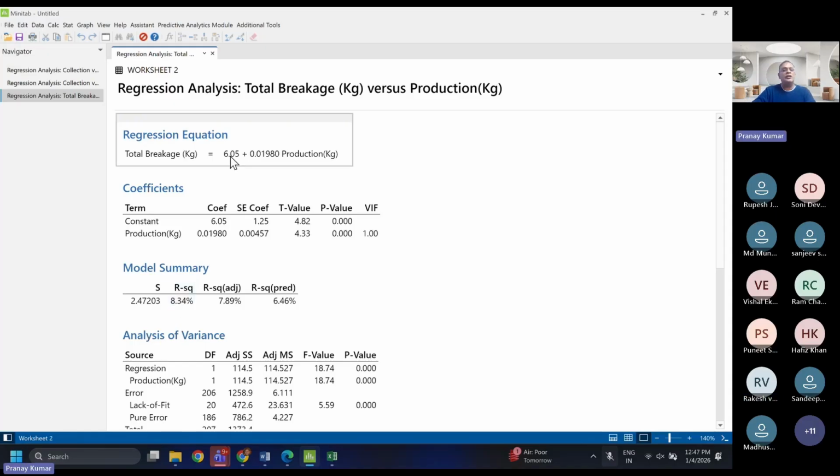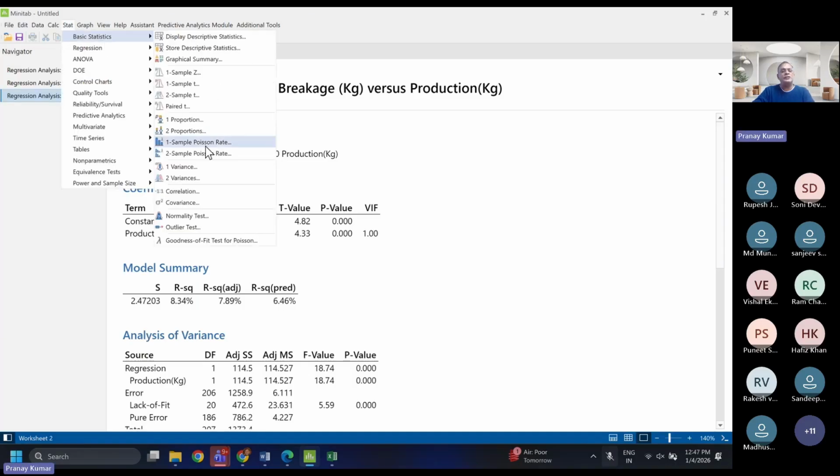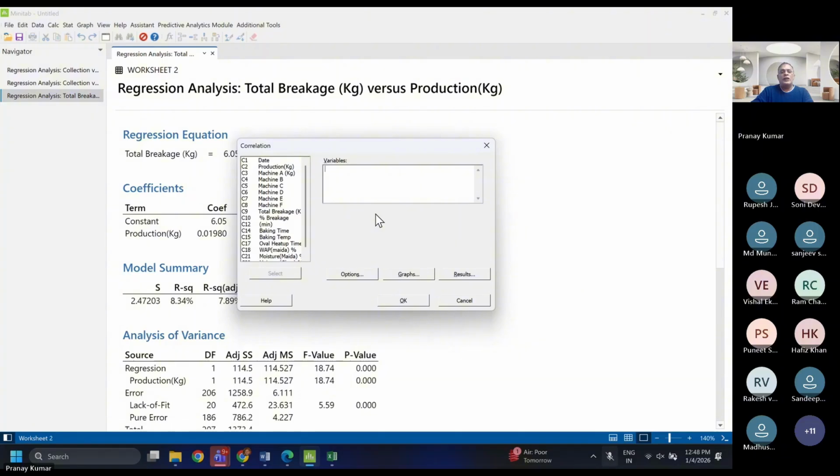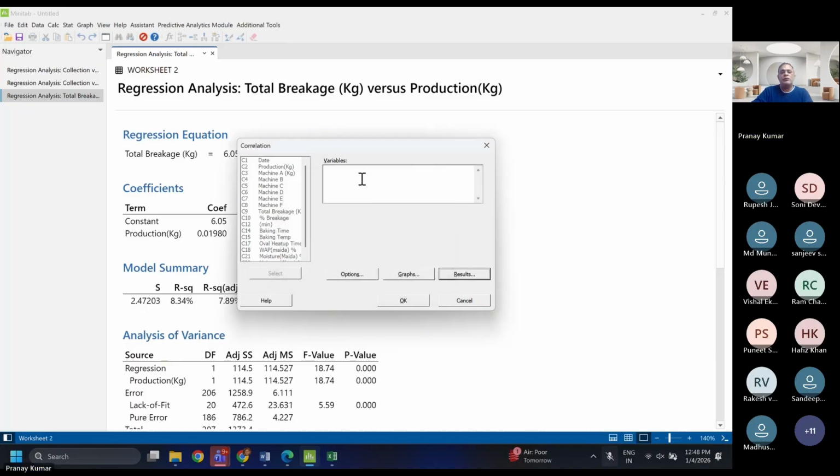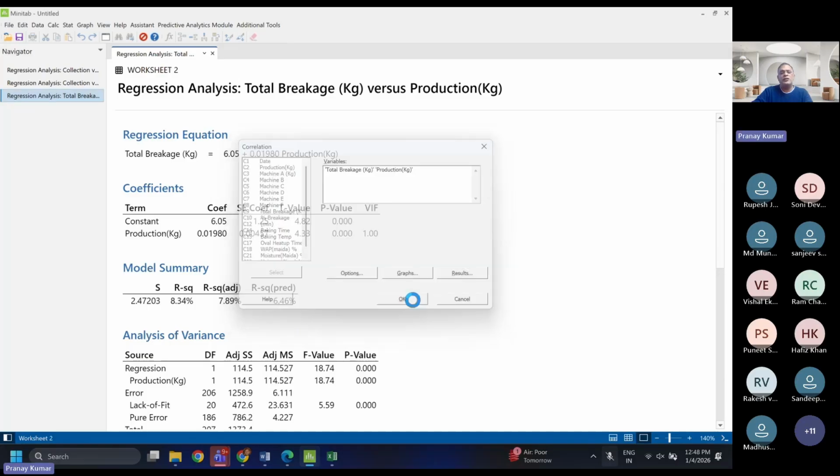इसी का कोरिलेशन करके देखते हैं. I go to stats, basic stats, correlation. ये टेस्ट कंडक्ट करने के पहले रिजल्ट पे क्लिक करके पेयर वाइज कोरिलेशन टेबल को सिलेक्ट कर दो. Y और X और Y नहीं करना, Y और X करना है. तो मेरा Y है टोटल ब्रेकेज वर्सेस प्रोडक्शन. प्रेस ओके.